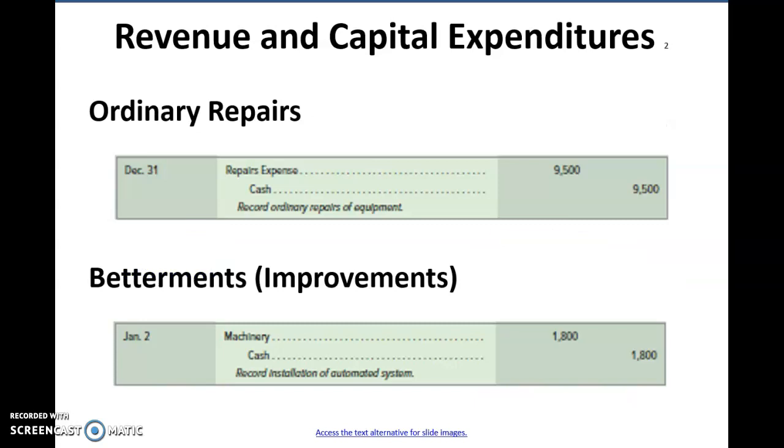So how do we make journal entries for an ordinary repair? Easy. If it's an ordinary repair, you debit repairs expense and credit cash. Betterments and improvements, you capitalize those by debiting an asset in the plant asset section of your balance sheet and crediting cash.